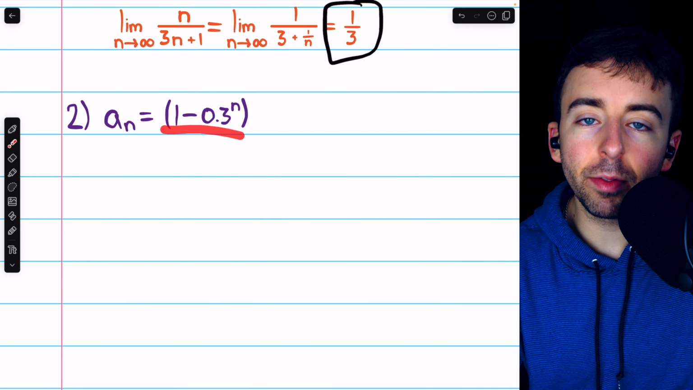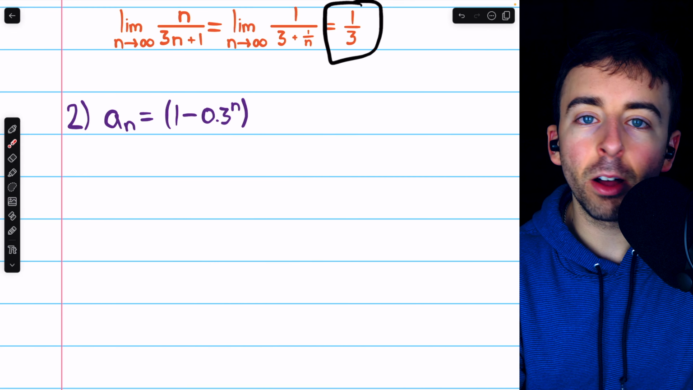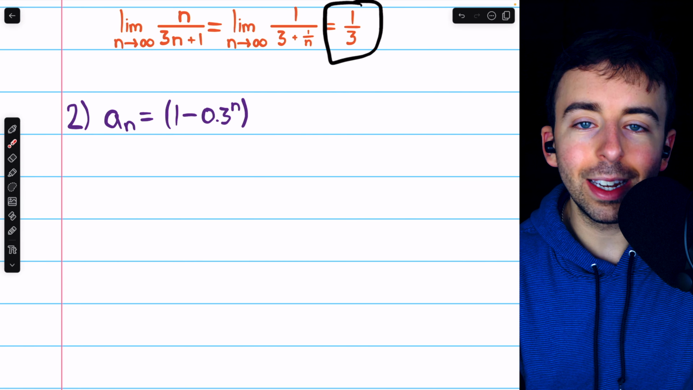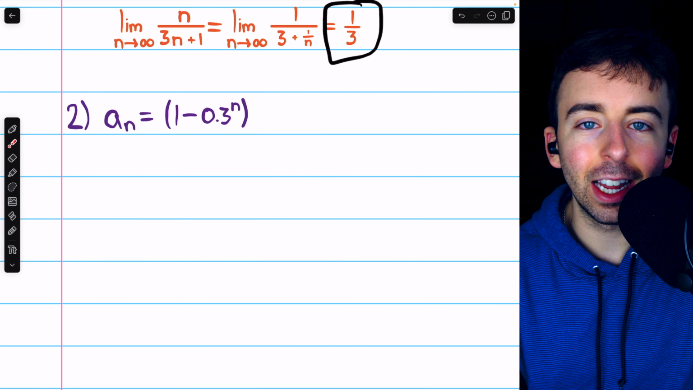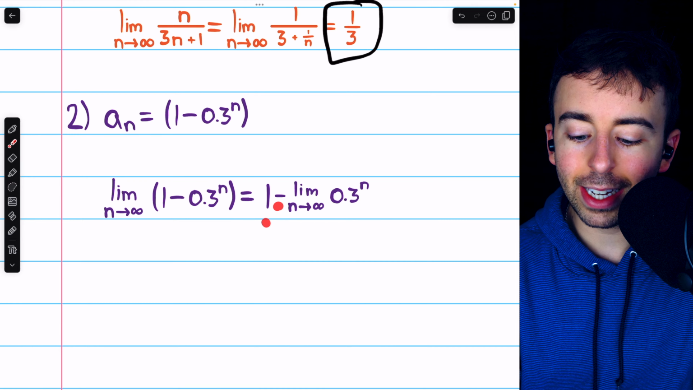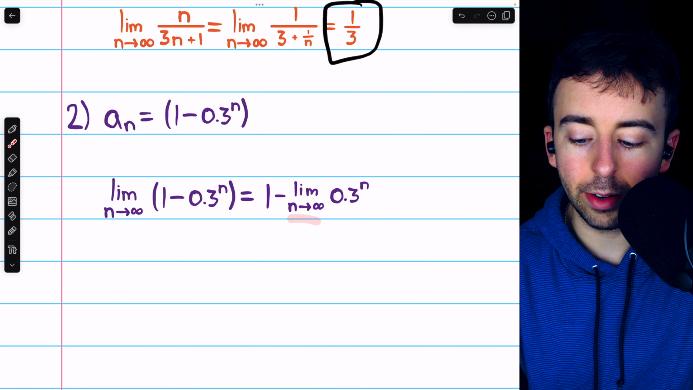Here is our second problem, 1 minus 0.3 to the n. When we take the limit of this as n goes to infinity, the 1 is not affected at all because it doesn't have an n, and all we really have to worry about is that 0.3 to the power of n. So let's look at that. So the limit of the terms of this sequence will be 1 minus the limit of 0.3 to the n, as n goes to infinity.